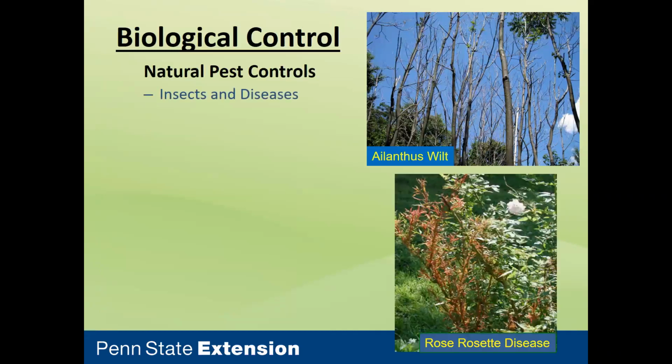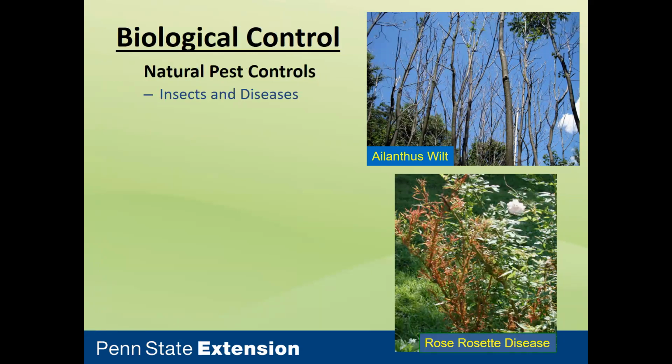So tree of heaven, there has been a wilt disease that has been discovered that impacts tree of heaven. It is right now in the process of trying to get it labeled to be a biocontrol pesticide, but that labeling is going to take some time. I know it has also been discovered not just in Pennsylvania, but also in Ohio as well. And so that's something that's going to really help us to control tree of heaven.